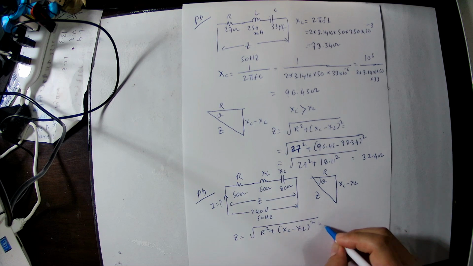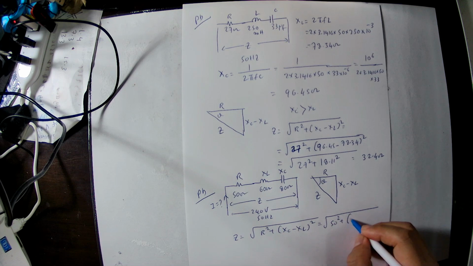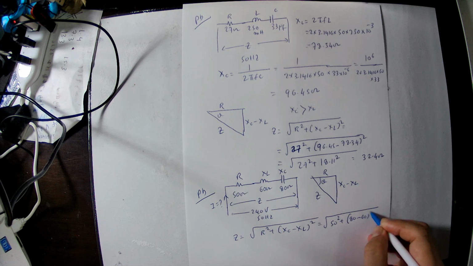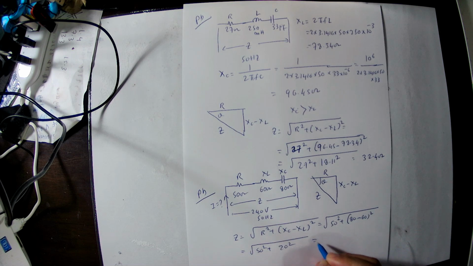So we substitute resistance R is 50 squared plus XC minus XL. XC is 80, XL is 60. So therefore square root of 50 squared plus 20 squared. We find 50 squared plus 20 squared, square root, so 53.85.